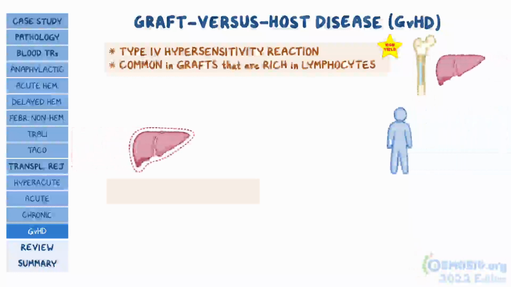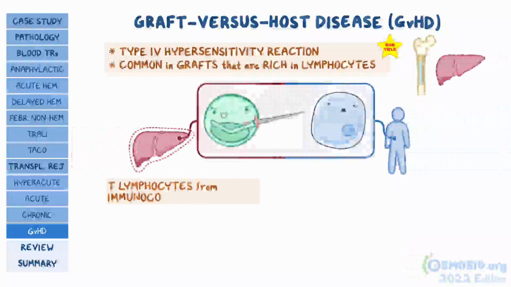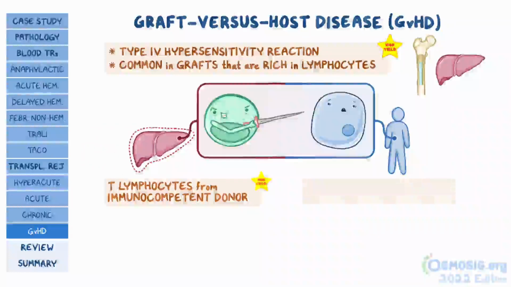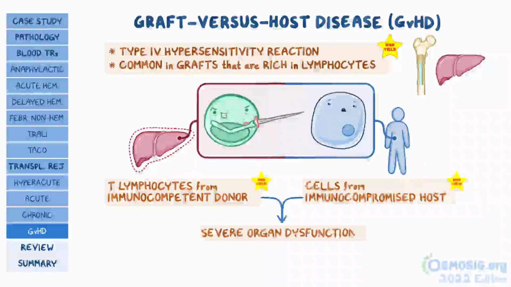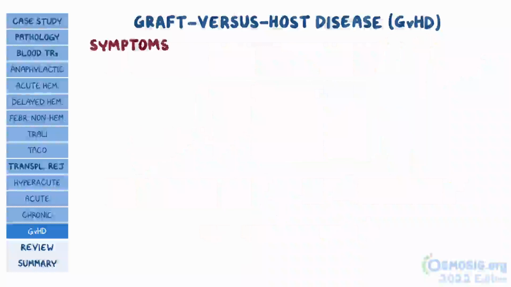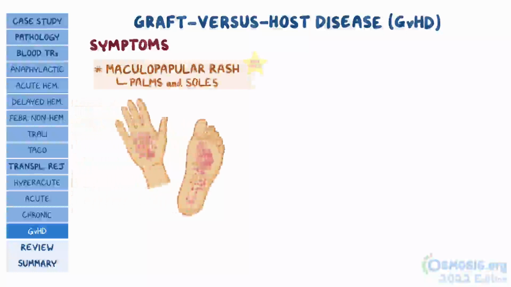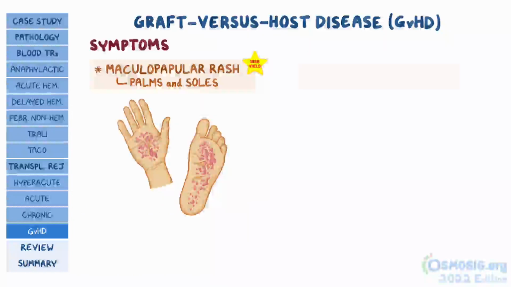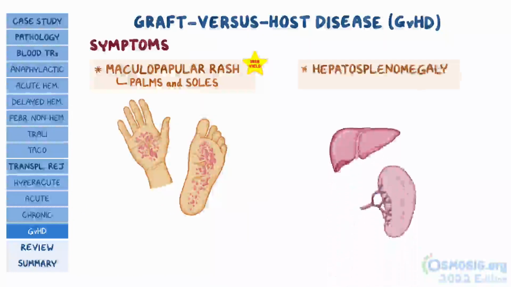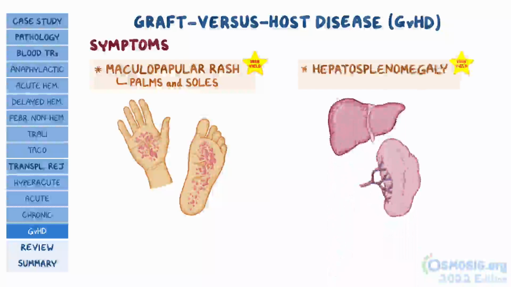What happens is that the T lymphocytes from an immunocompetent donor attack the cells of the immunocompromised host, causing severe organ dysfunction. Symptoms of graft versus host disease can include maculopapular rash with red and raised lesions, and most often involves the palms and soles. In addition, individuals may often develop hepatosplenomegaly, or enlarged liver and spleen, associated with jaundice or yellow skin.